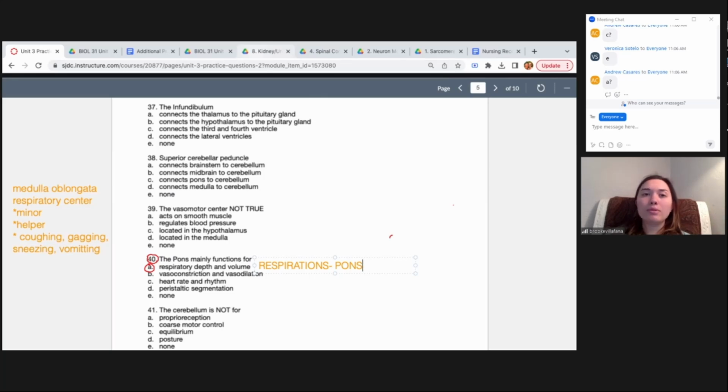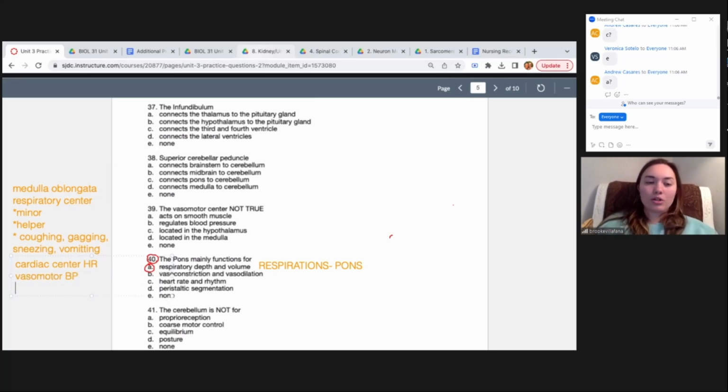The medulla helps. The medulla is also in the brainstem. It helps, but the main function of the pons is respiration, versus the medulla, which has another function, right? Because the medulla also has the cardiac center for heart rate and the vasomotor center for blood pressure, and it is the switching station via the pyramid. So the medulla has about 4 different functions versus the pons only doing respiratory.